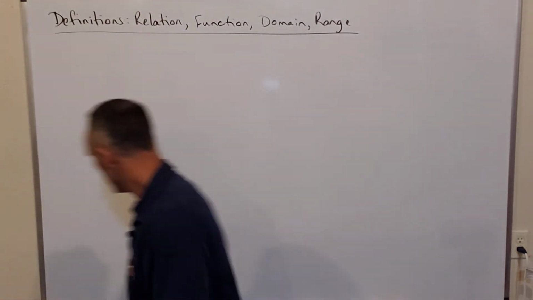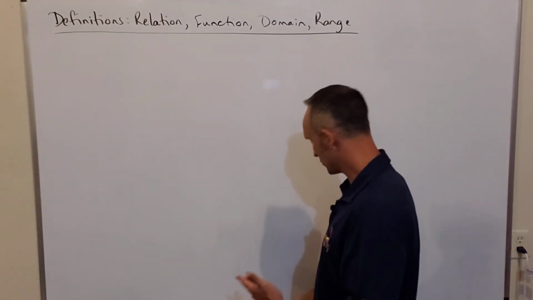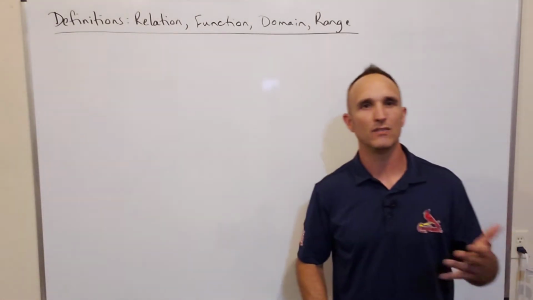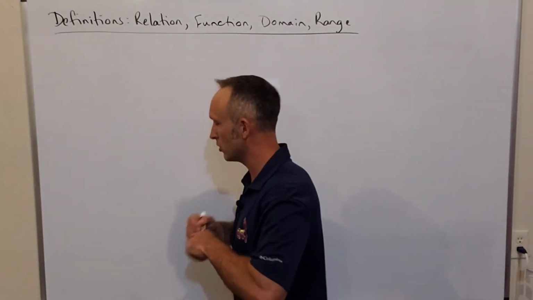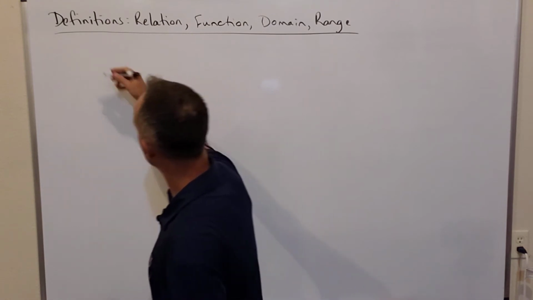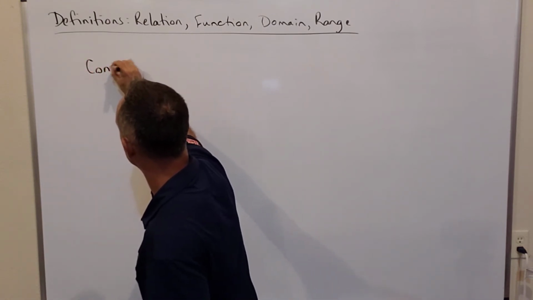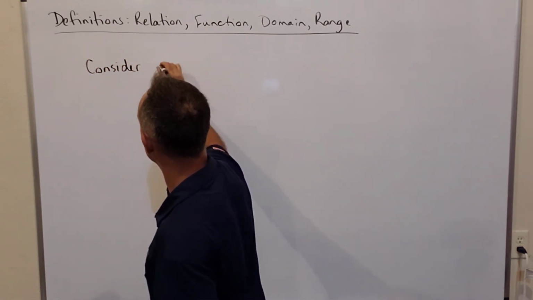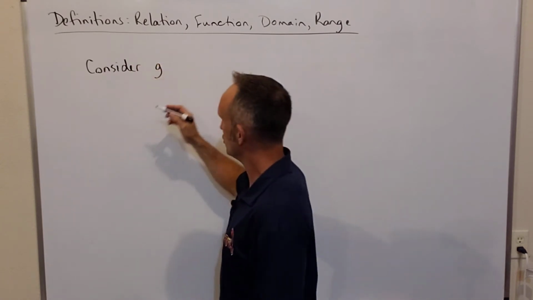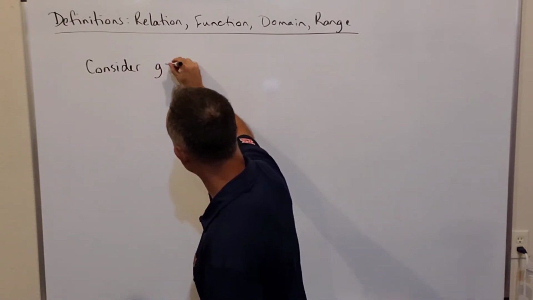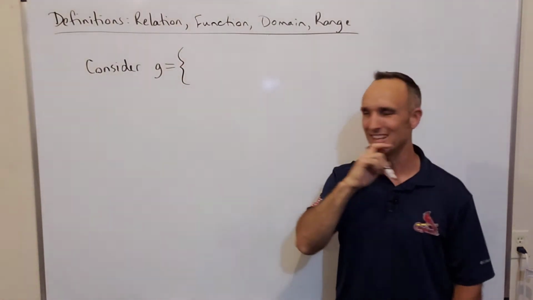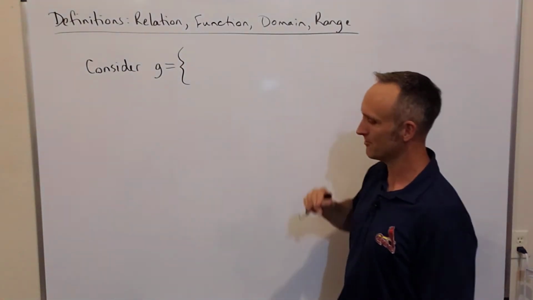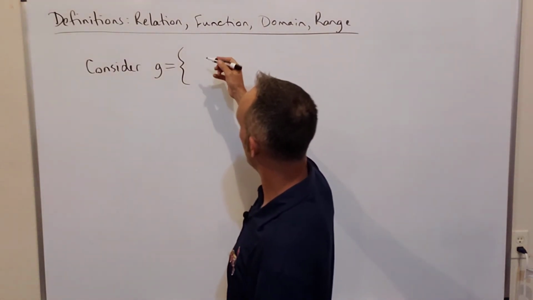All right, so this next representation is called a set of ordered pairs. You can write that down if you think you'll forget. It's a set of ordered pairs. So let's consider this relation. Let's call it G. And let's say that G is this set. See that brace again, meaning set. So I'm going to have a finite list here. So G is the set of ordered pairs.